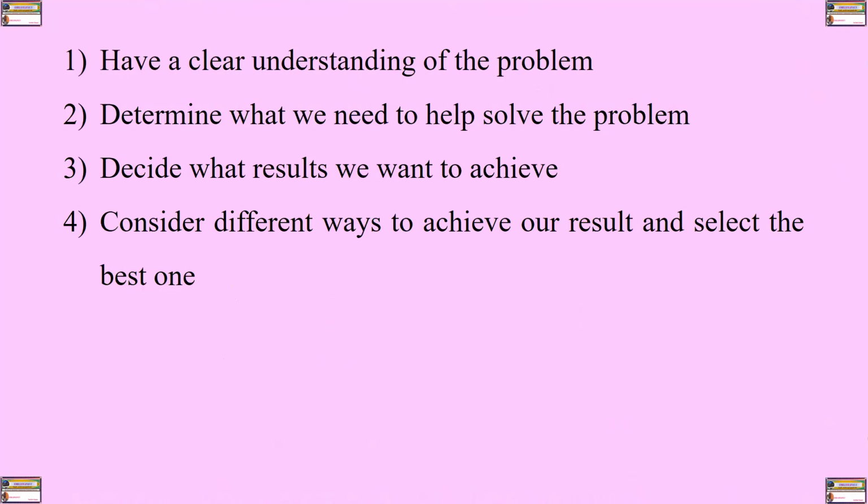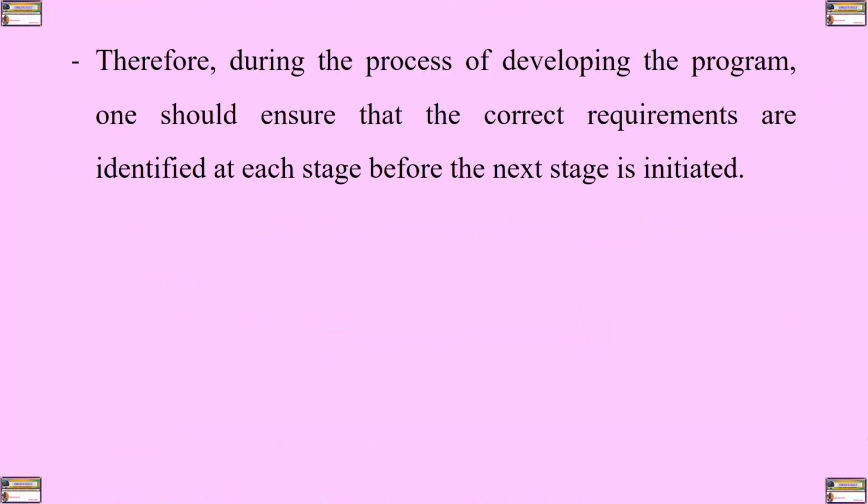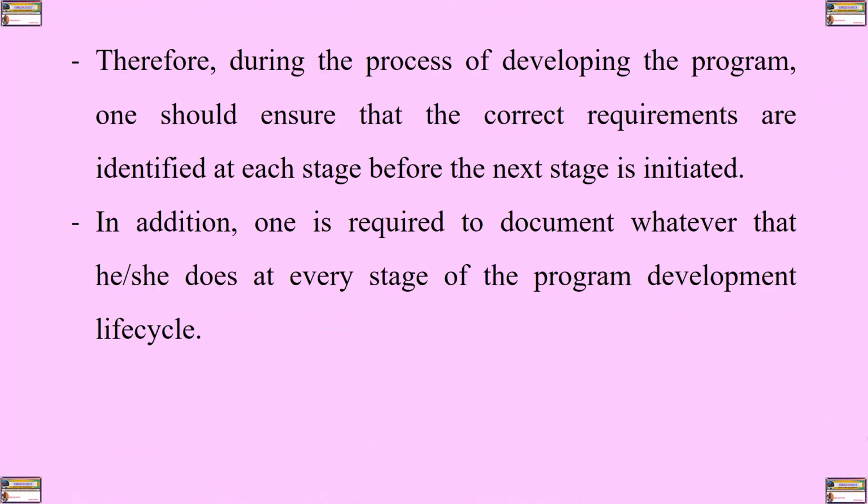Number four, the programmer must consider different ways to achieve the results and select the best one. Number five, one must come up with a step-by-step sequence of instructions to be followed to achieve a solution to the problem, or what we call an algorithm. Therefore, during the process of developing the program, one should ensure that the correct requirements are identified at each stage before the next stage is initiated.